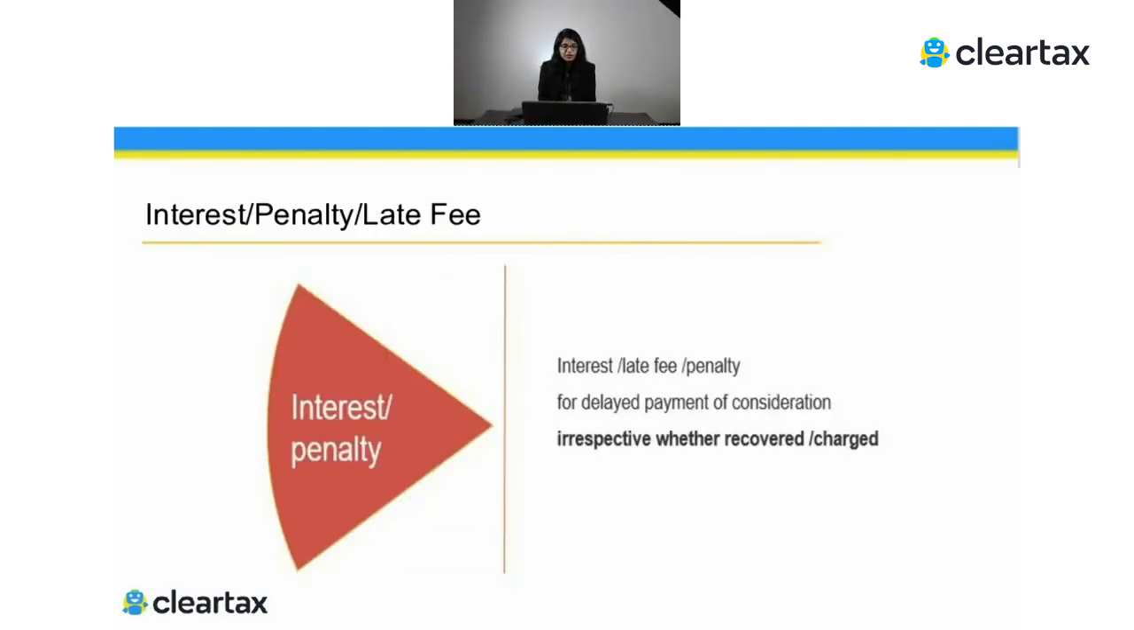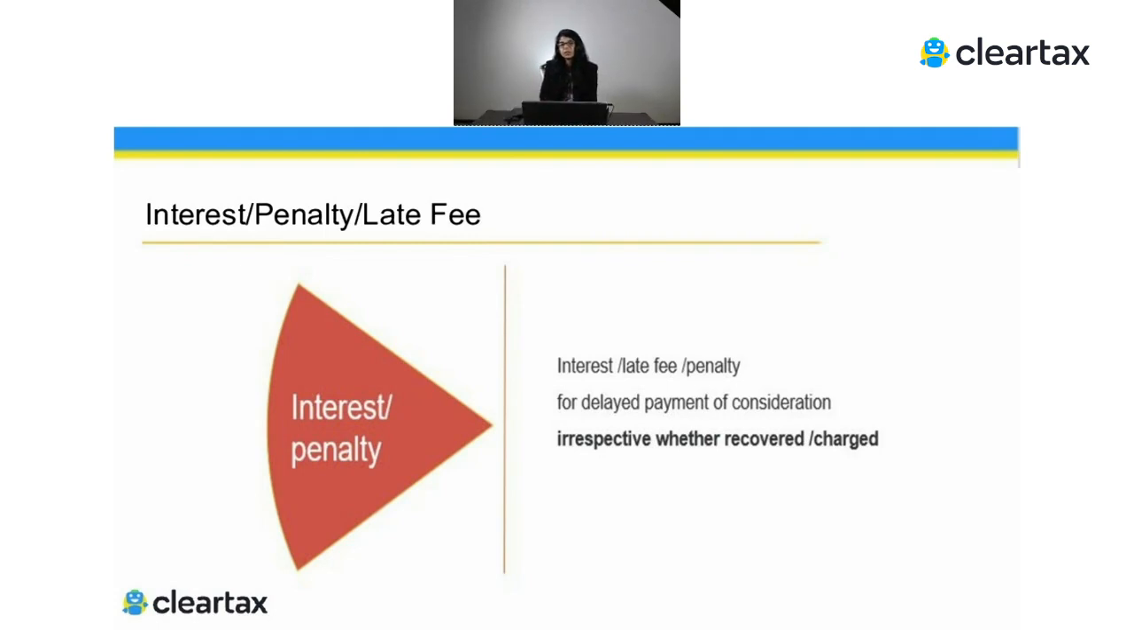Then the third part is interest, penalty or late fees. So if there is interest, late fees or penalty for delayed payment of a consideration, irrespective of whether it has been recovered or charged or not, you have to include it. So just think of an example, I have a contract, right? I'm in a contract that I'm going to deliver these goods on, let's say, X date, and you are going to give me the payment on, let's say, Y date.